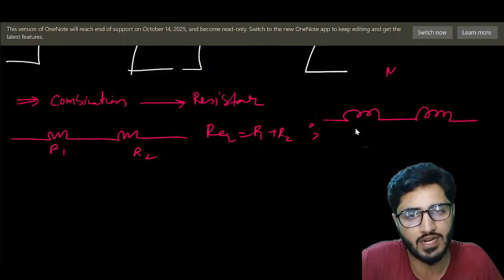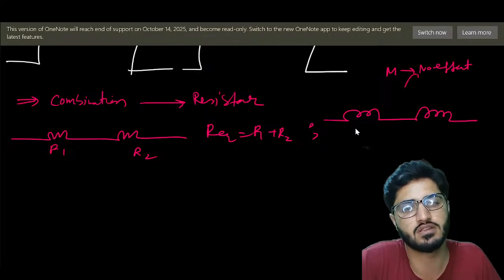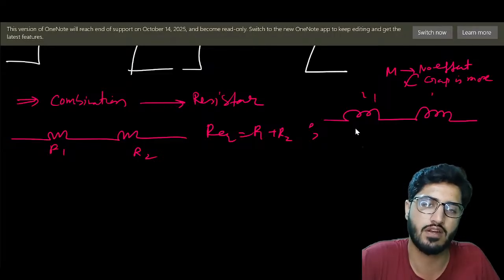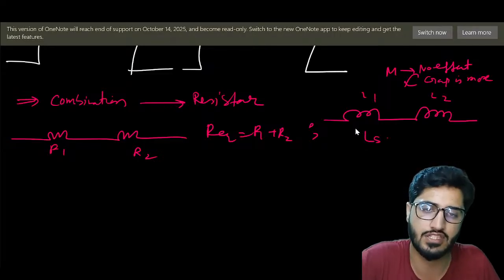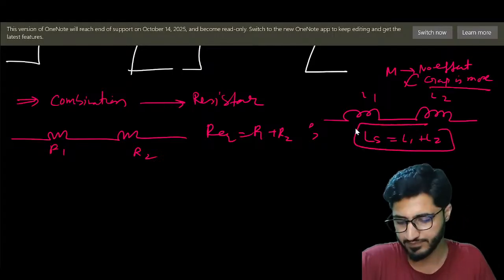Okay, so you will write M, no effect. There is no mutual inductance. Why? The gap is more. L1, L2. So what do you write? L series equals L1 plus L2. But the thing is, if the gap is more.